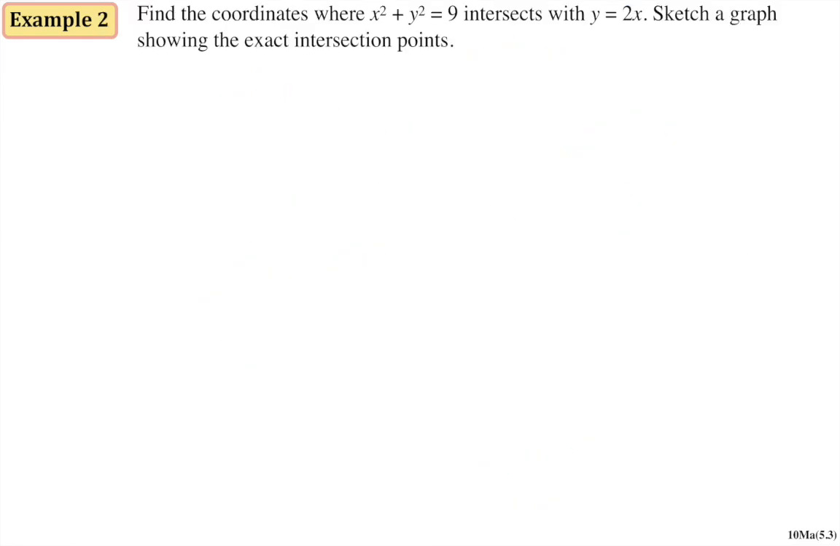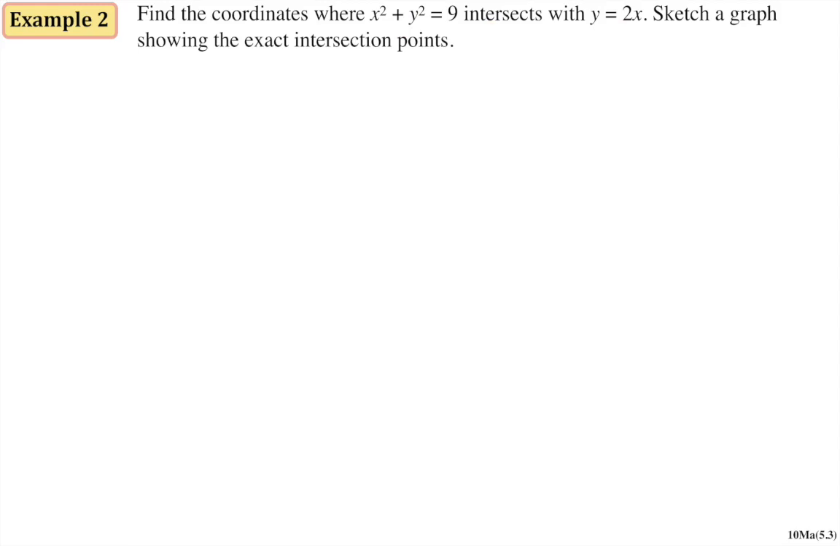Okay, let's continue and have a look at our second example. It says, find the coordinates where x squared plus y squared equals 9 intersects with y equals 2x. That is a circle. It's a circle with a centre at 0, 0 and a radius of 3, because the square root of 9 is 3. That is a straight line. We want to find where a circle and a line intersect. So we're solving a simultaneous equation.